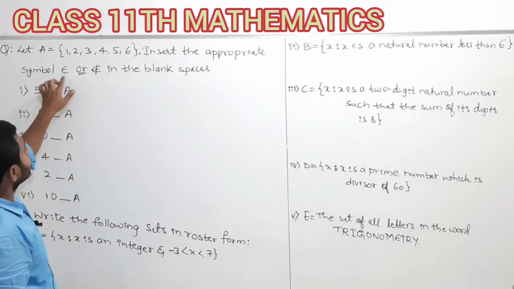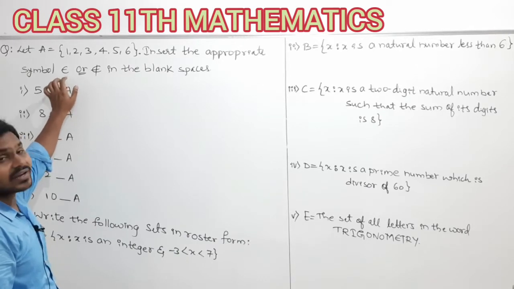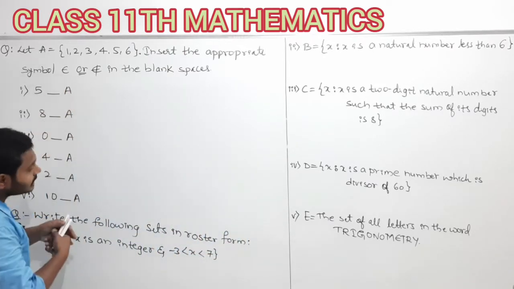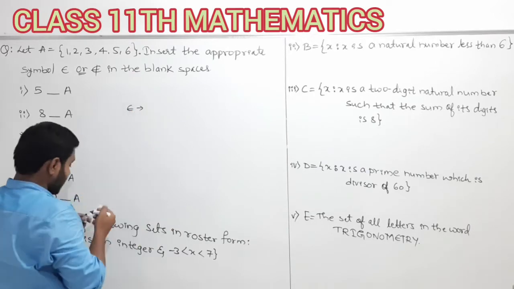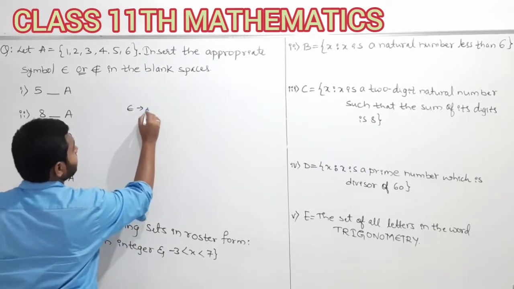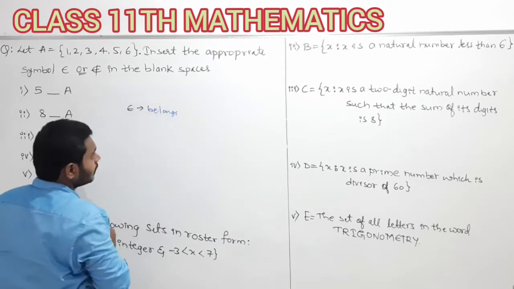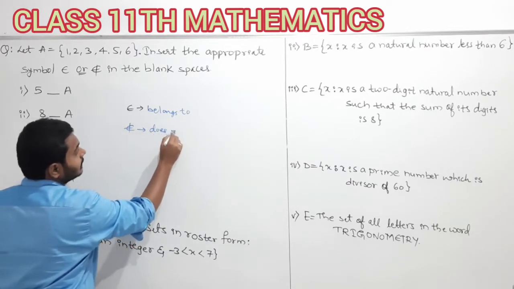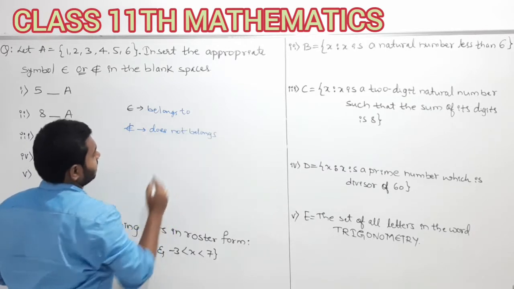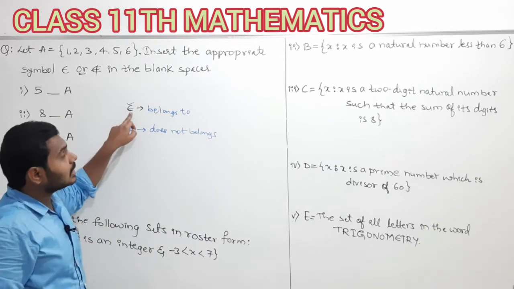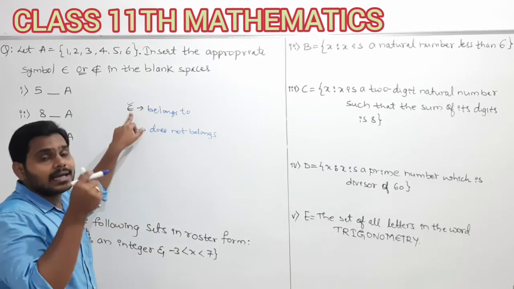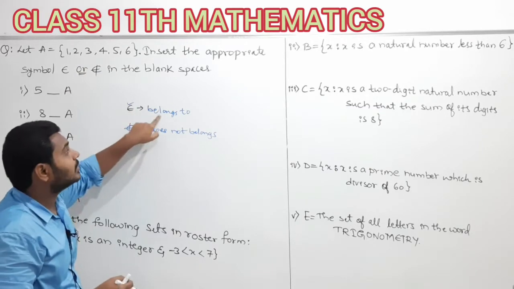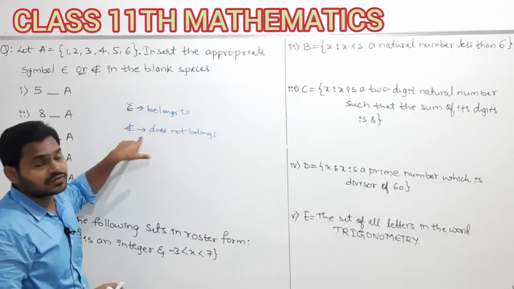Insert the appropriate symbol, epsilon. This is the symbol, we read it as epsilon. We derived it from the Greek letter. What does this symbol indicate, my dear students? This epsilon represents "belongs to". If you write it like this, it indicates "does not belong to". My dear students, please remember: we use this symbol if any element or number is contained in the given set A, then we should use this symbol, belongs to. And if it is not there, we use this symbol.